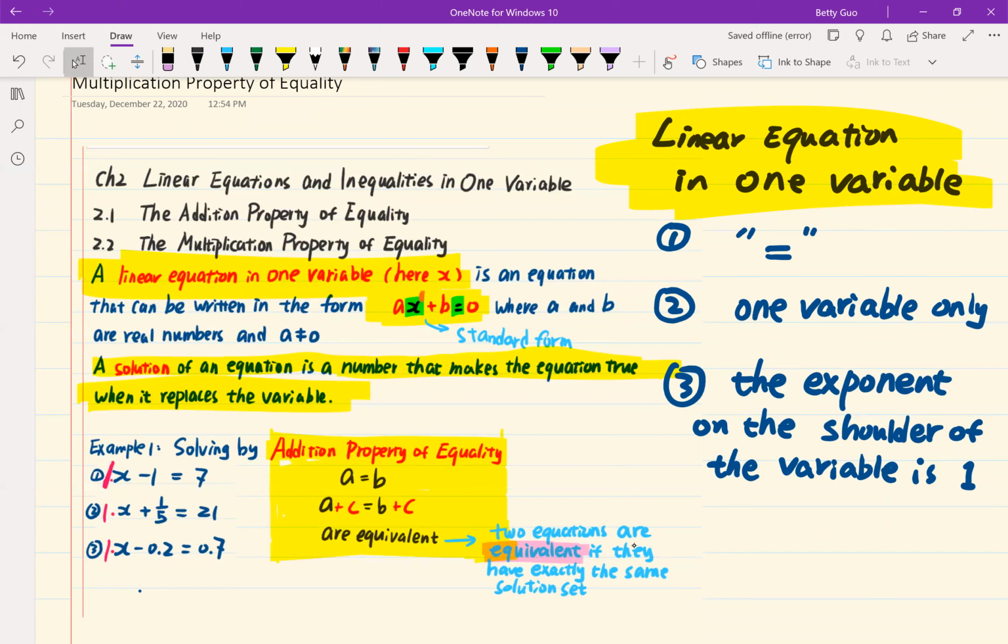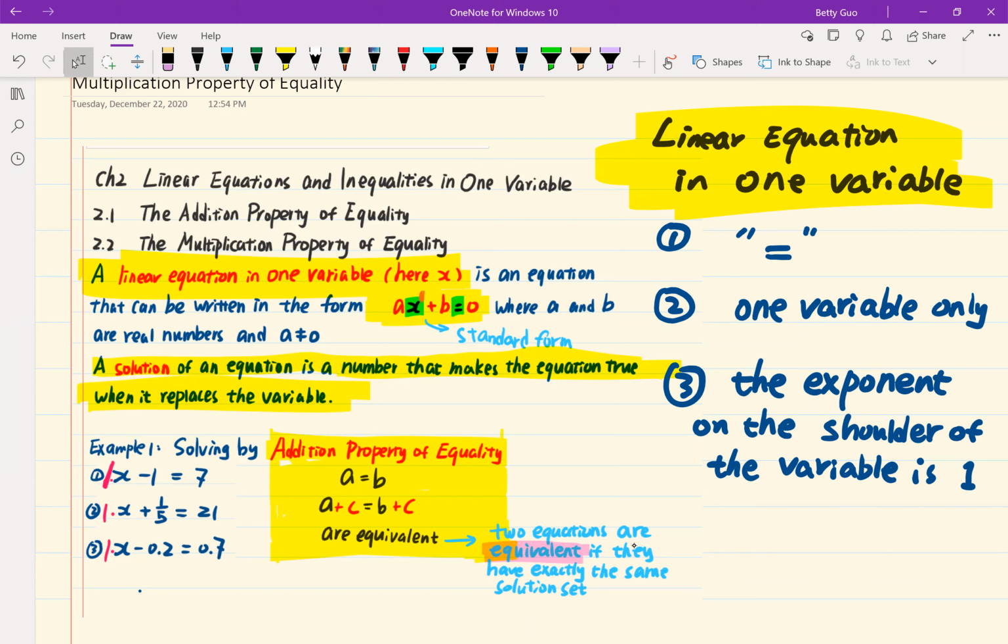A linear equation in one variable, here we use x to be the variable, is an equation that can be written in the form ax plus b equals 0. X is the variable, right? A and b are constants. They are coefficients. A is the coefficient of x. B is the constant term. A and b could be any real numbers. A cannot be 0. If A equals 0, then we don't have this part anymore. We don't have an equation with variable.